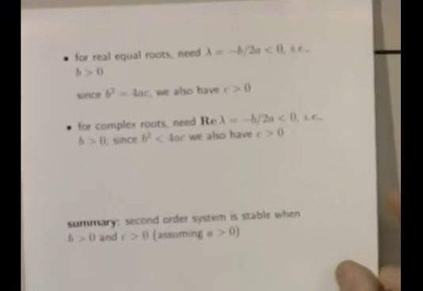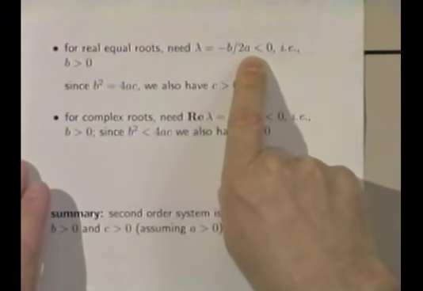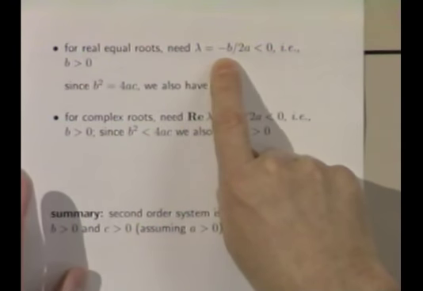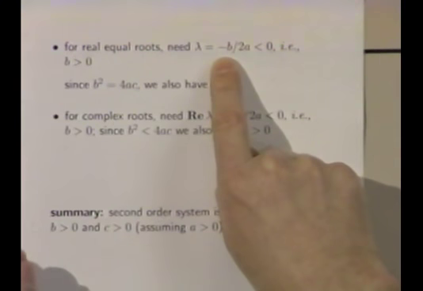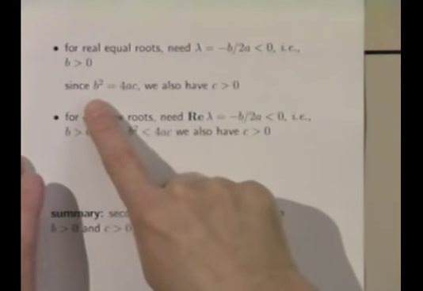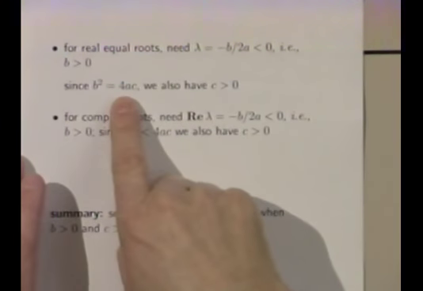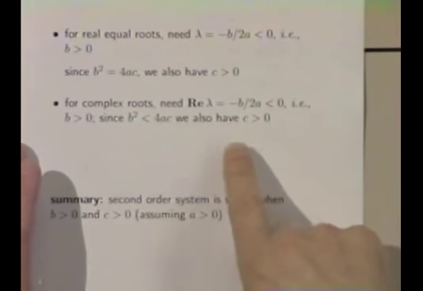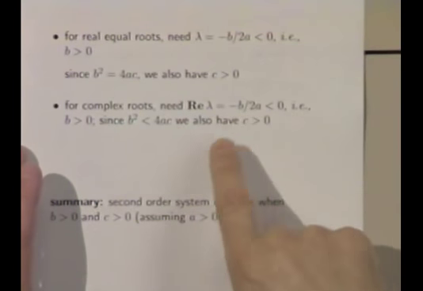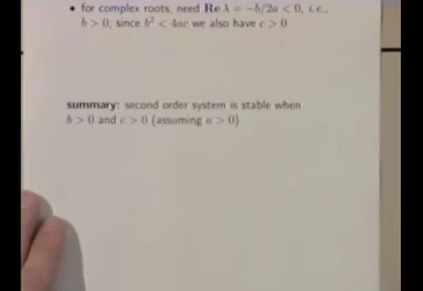Now for real equal roots, that's easy. Both roots are minus b over 2a. a is positive, so you need b positive here. On the other hand, to have real equal roots, you have to have b squared equals 4ac, so c is positive. And for complex roots, the real part is also minus b over 2a, and you get the same thing. So the summary is incredibly simple.